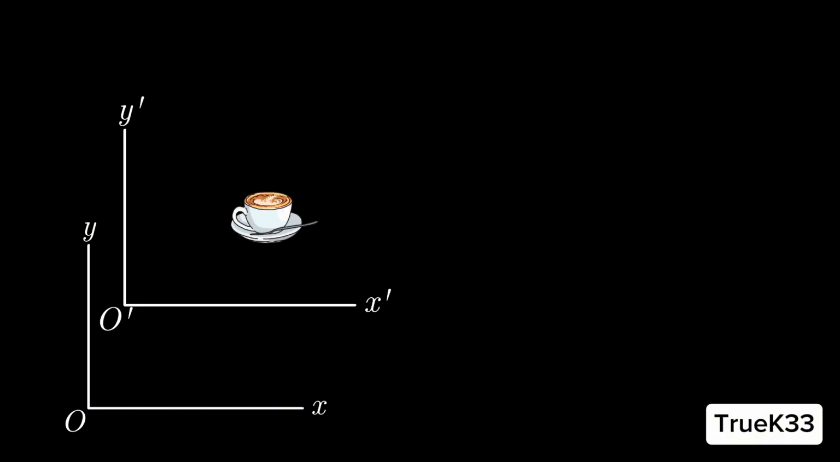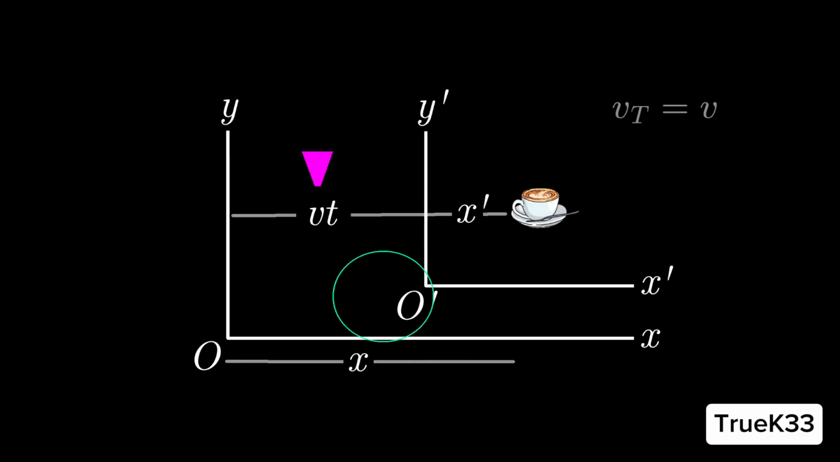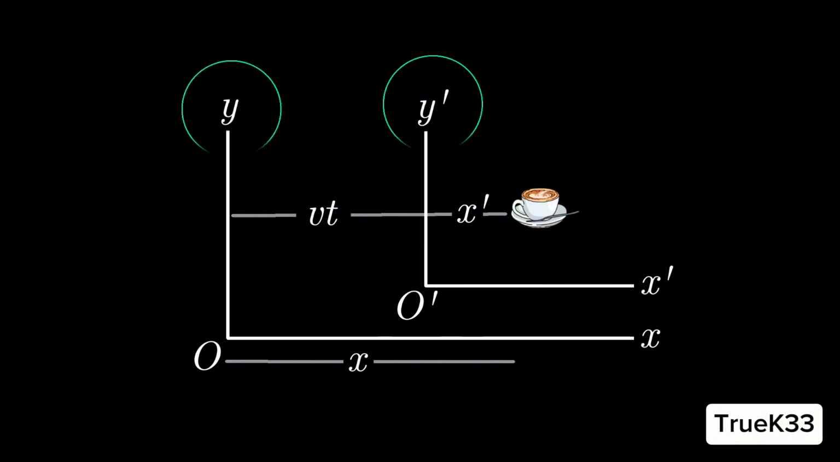Now let's return to the problem of the moving train and analyze it mathematically. We have two frames of reference, one associated with the person at the train station and the other with the person traveling inside the train. Remember, our goal here is to describe the behavior of the coffee cup. Suppose the train is traveling at a constant speed v. We can ignore the y component, since the important motion occurs along the x-axis.